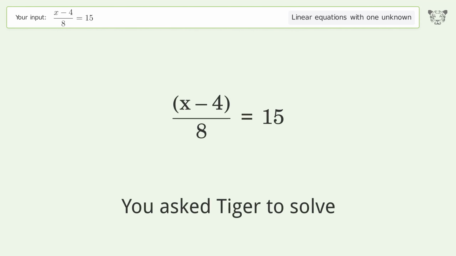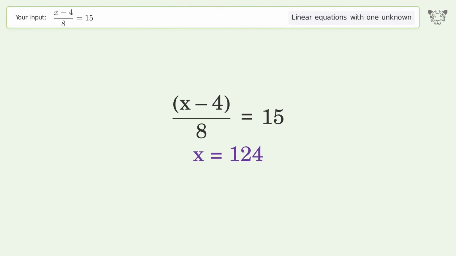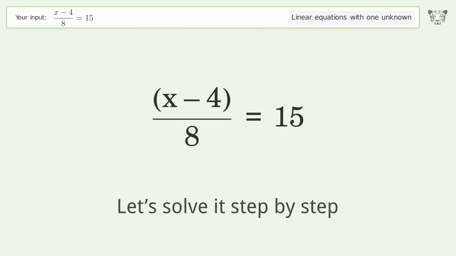You ask Tiger to solve. This deals with linear equations with one unknown. The final result is x equals 124. Let's solve it step by step.